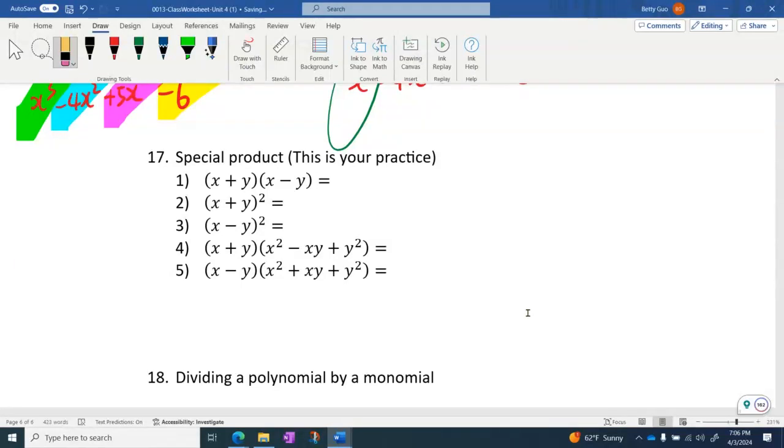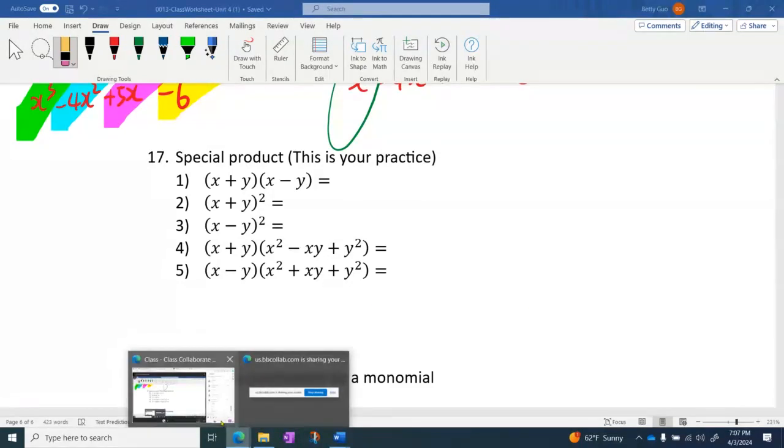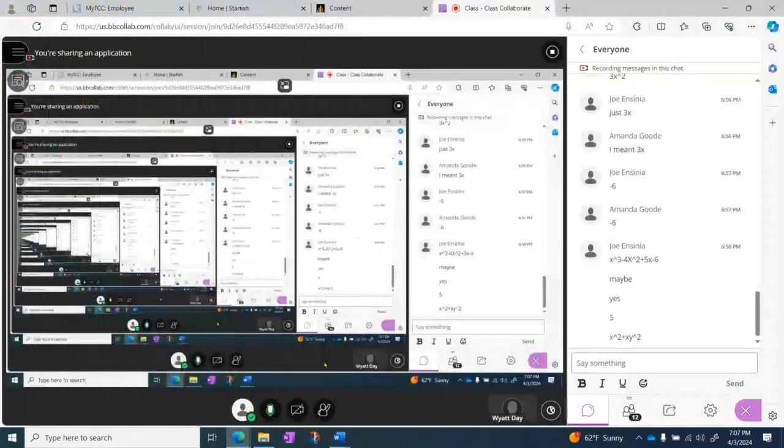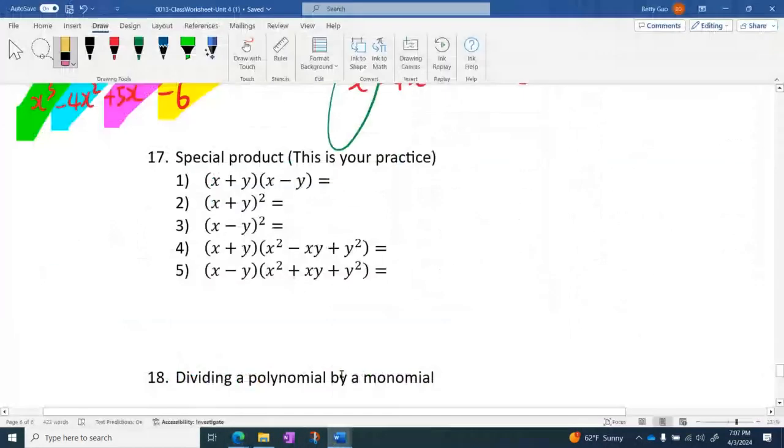X plus y times x minus y. One more minute. X squared, be careful with the sign. Be careful with the sign. Let me show you.